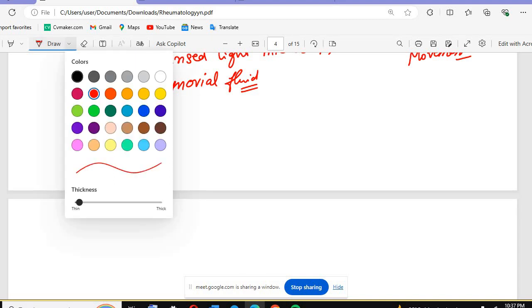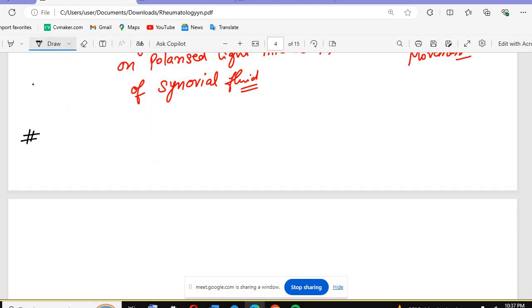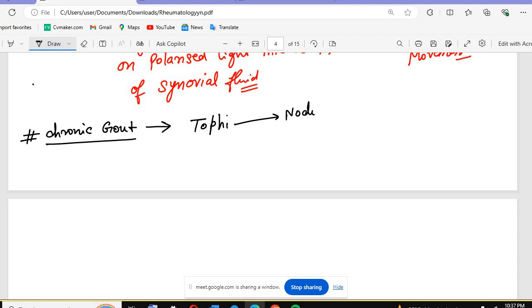After that, if a patient has chronic gout, how will chronic gout present to you? The chronic gout patient would have tophi. What are these tophi? These are nodular structures. The patient's nodules may have a discharge.